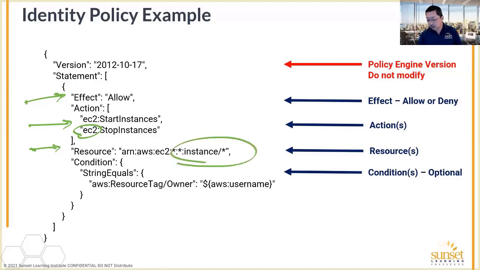In this case, it's pretty wide open. It says this particular identity, Bob, is allowed to start and stop EC2 instances. Which instances? Any instances. Beware of the asterisk, okay? But the good news is he's only allowed to start and stop EC2 instances that he created or is the owner of, okay? And that's just how it works.